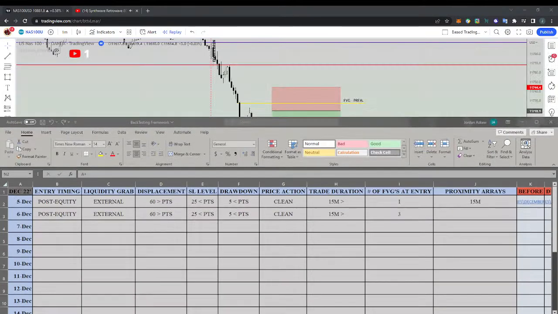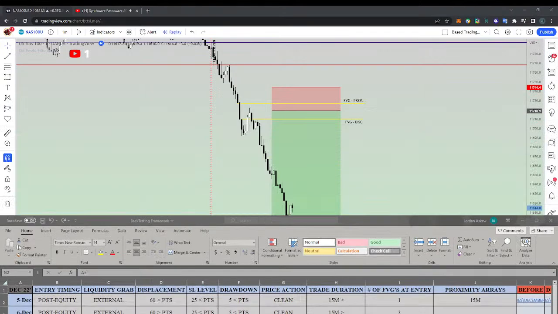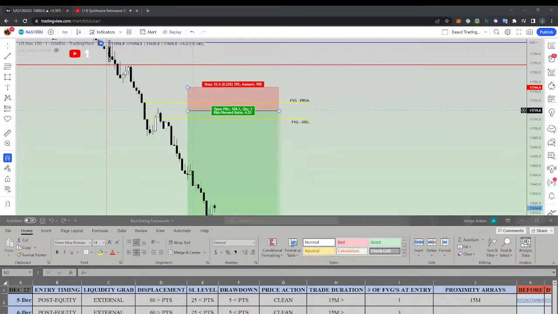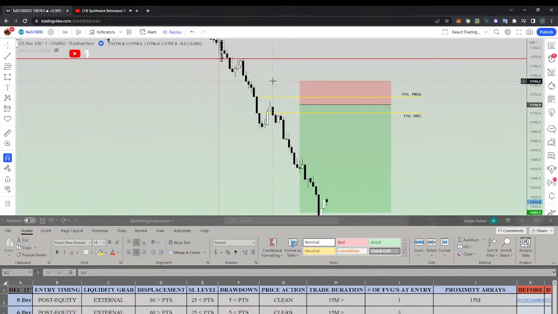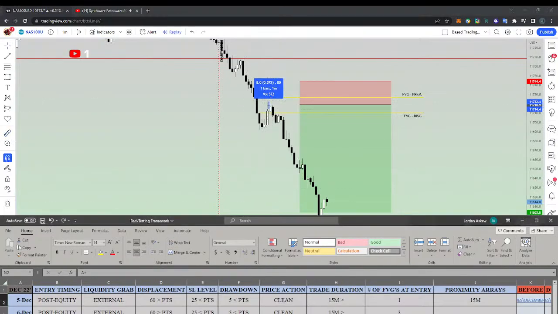pull this down. We entered on the first candle that went into this continuation gap. And we took 8 points of drawdown, which is still not bad at all. So drawdown over 5 points. Price action was very clean.